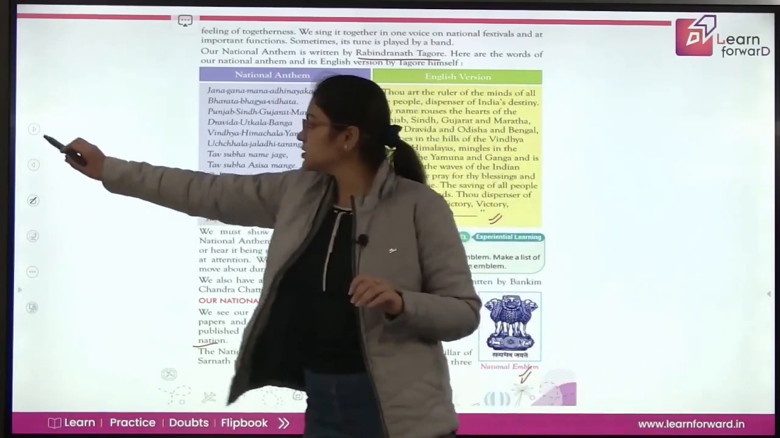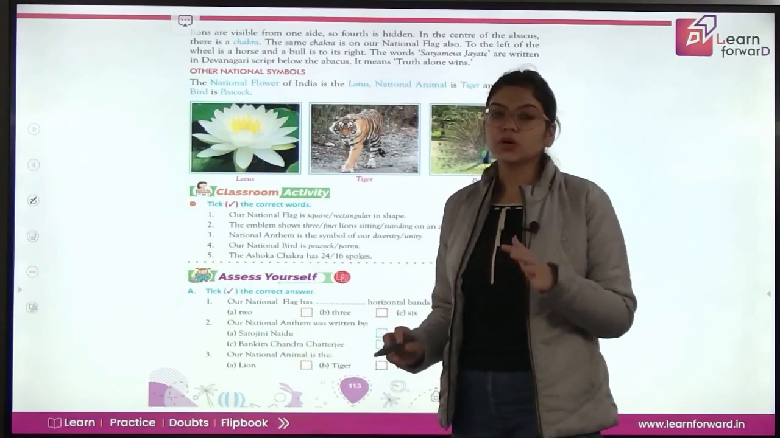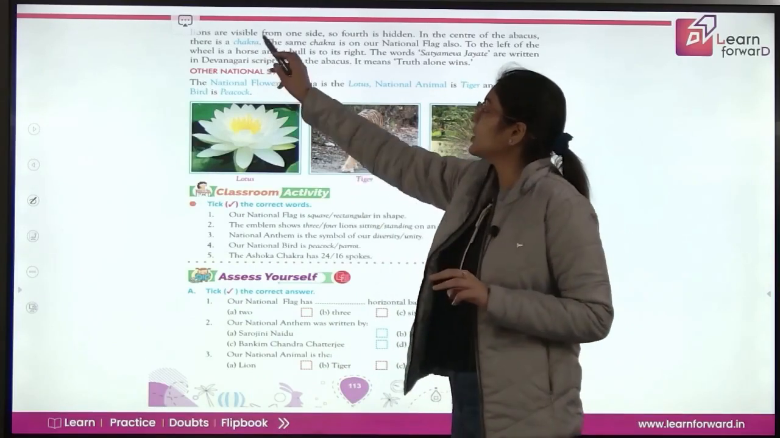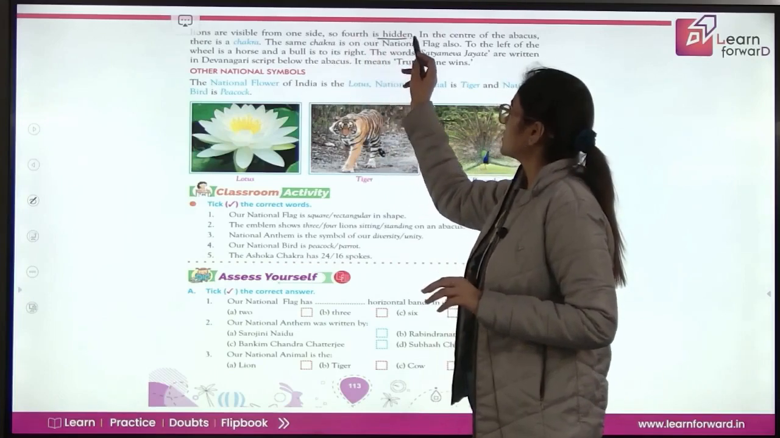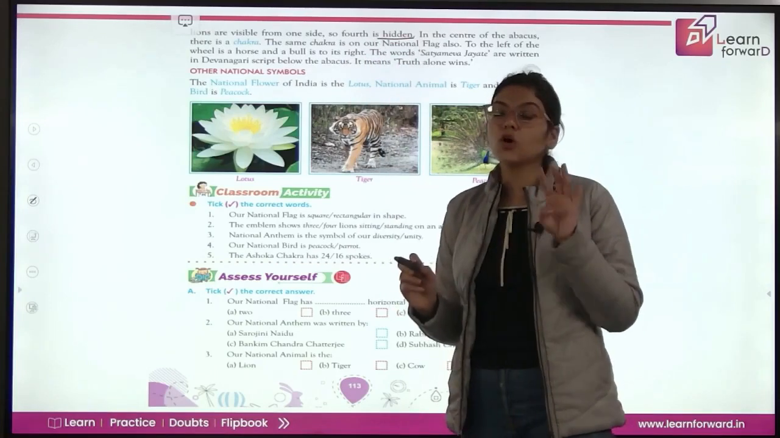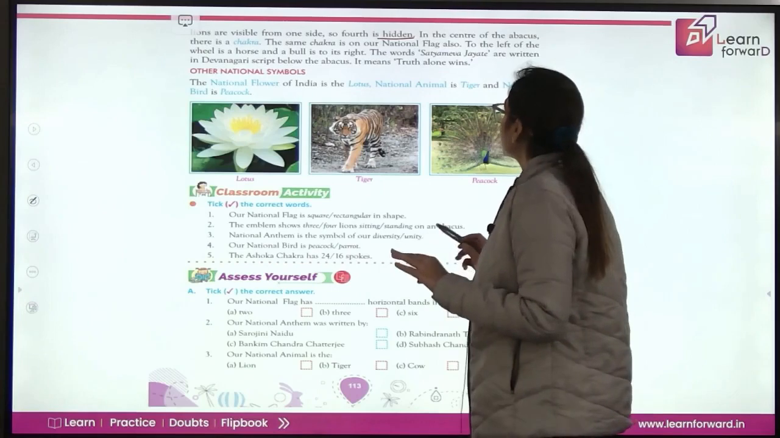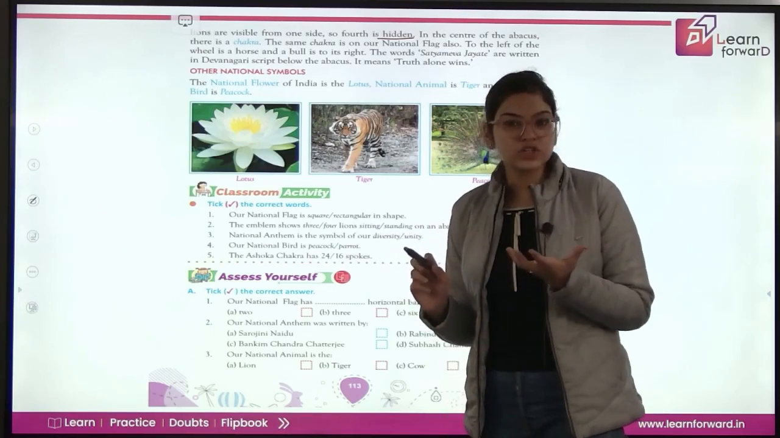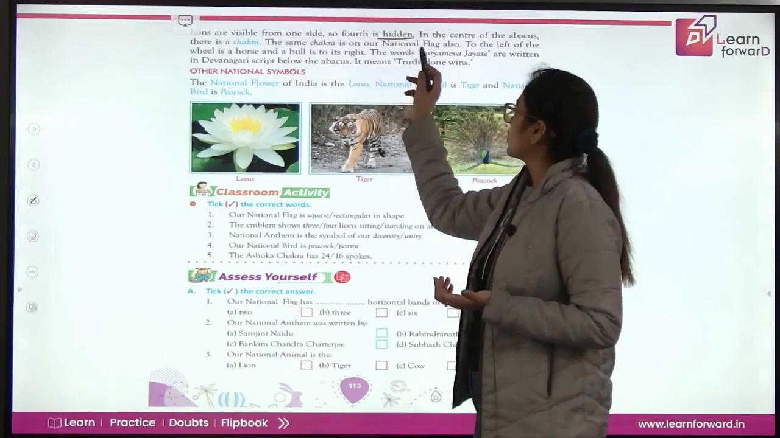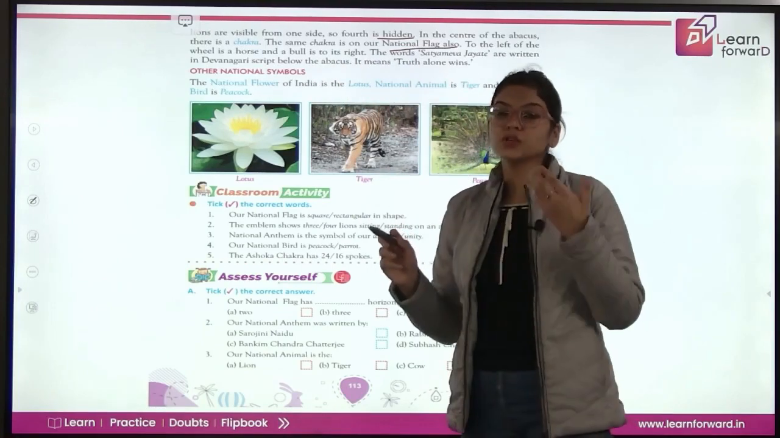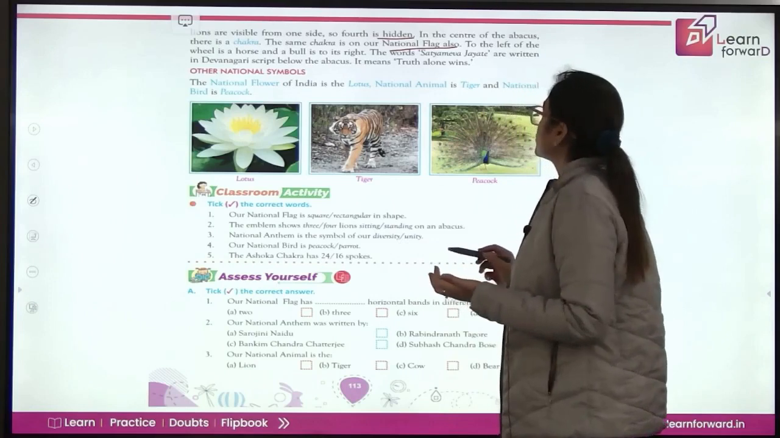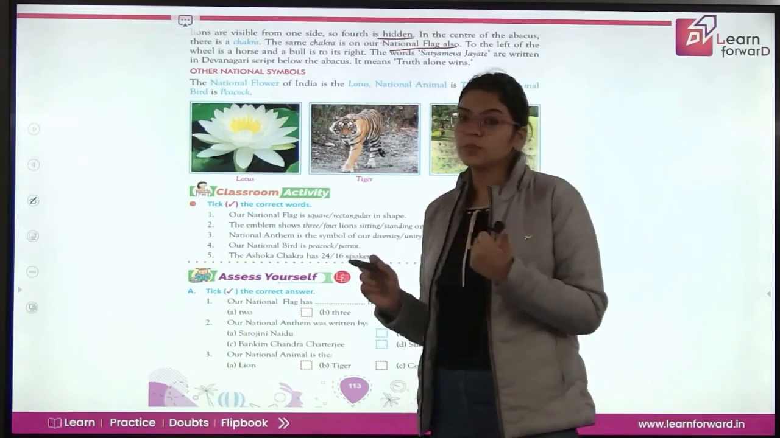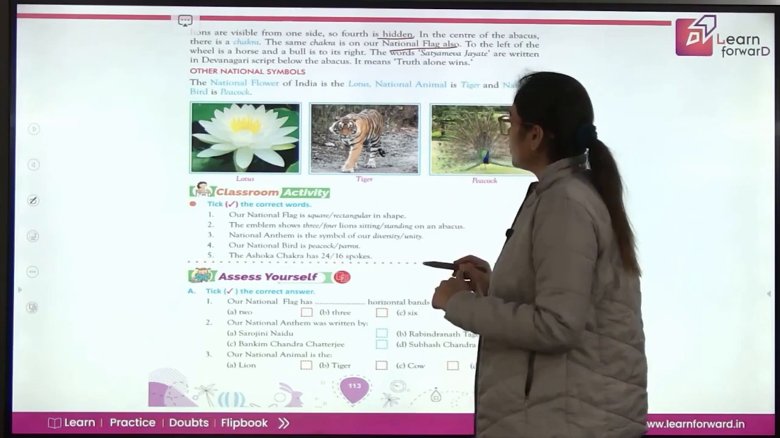Only 3 lions. कभी भी आप ये वाला emblem देखोगे तो आपको एक बारी में सिर्फ 3 lions ही नजर आएंगे. Only 3 lions are visible from one side, so the 4th is hidden. In the center of the abacus there is a chakra. Abacus के सेंटर में क्या है? चक्र है. The same chakra is on the national flag also, which is your Ashoka chakra. To the left of the wheel is a horse and a bull on the right. So उसके left में आपको horse मिलेगा, right में आपको bull मिलेगा.